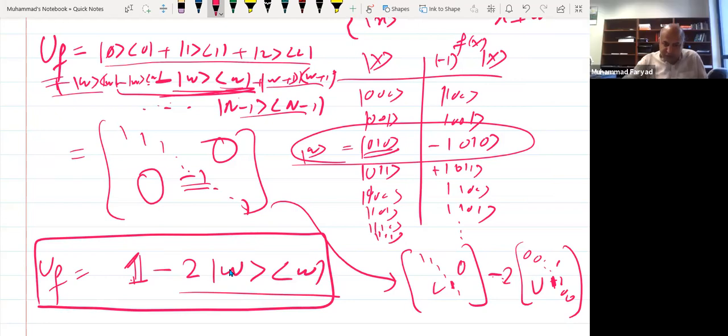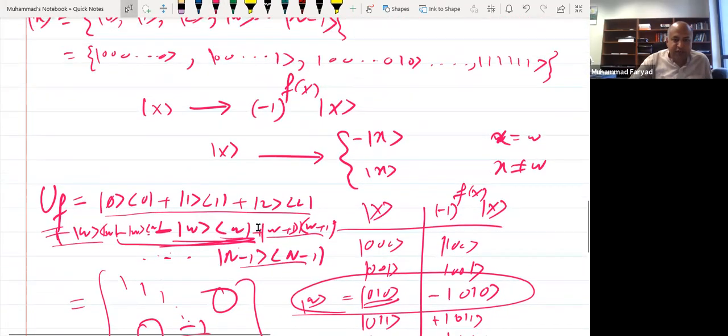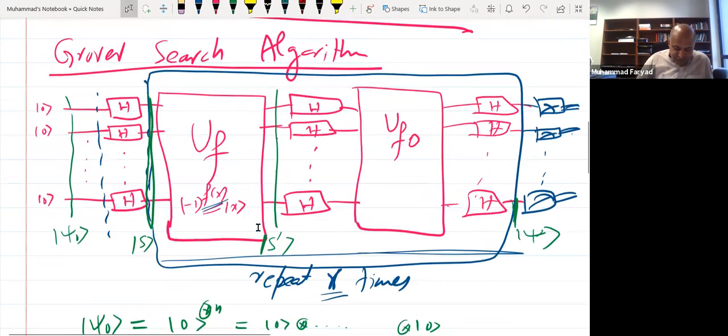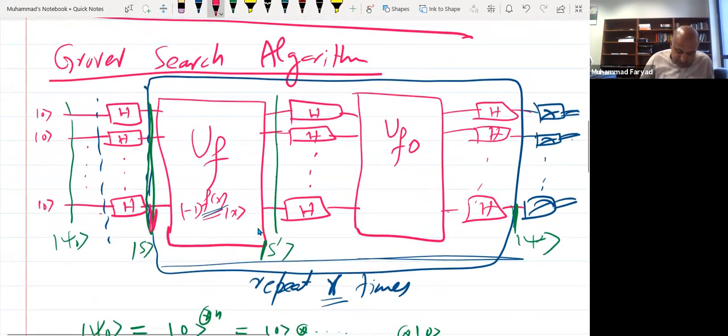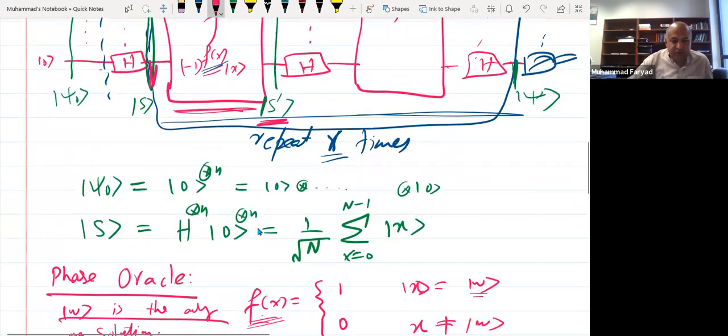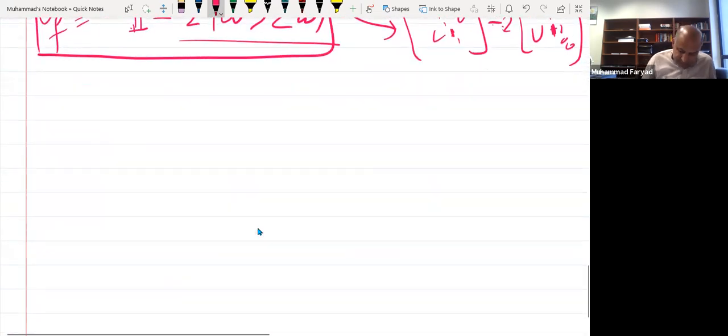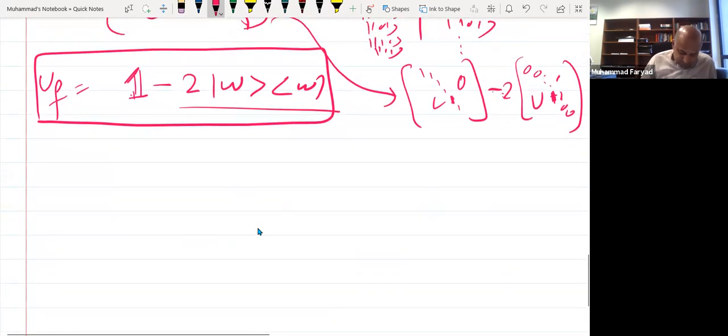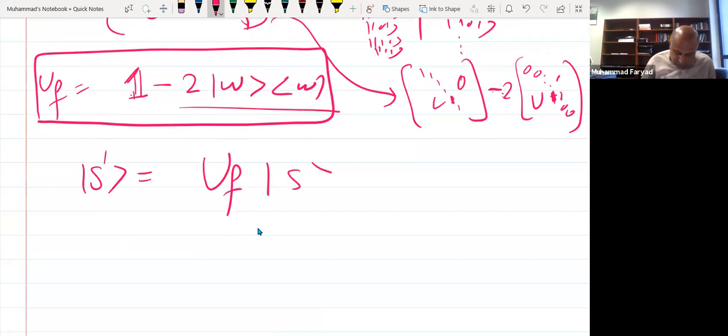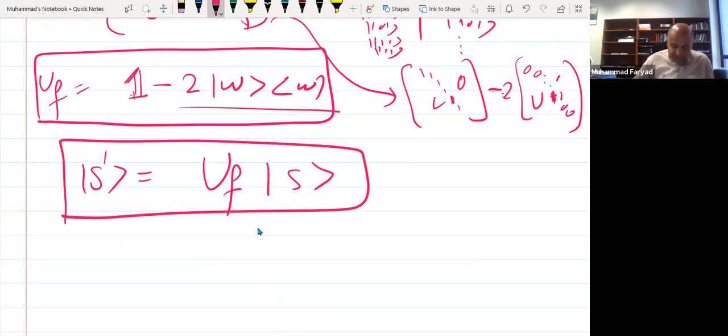Okay, perfect. So let's now go back to the circuit again and just see. Okay, so I had a state S just after Hadamard, and now I know what UF is, and let me write the state S prime just after the Grover phase oracle. So state S prime is UF operated on S. But before I do this operation, let me rewrite S again as well in a special way.